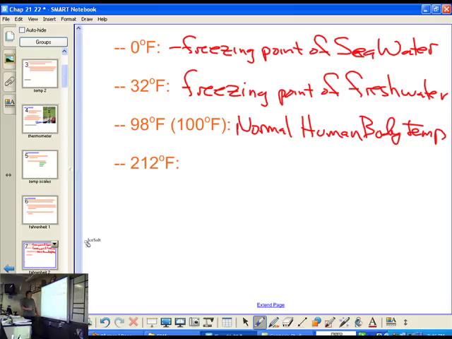212 degrees Fahrenheit. This is the boiling point of fresh water.